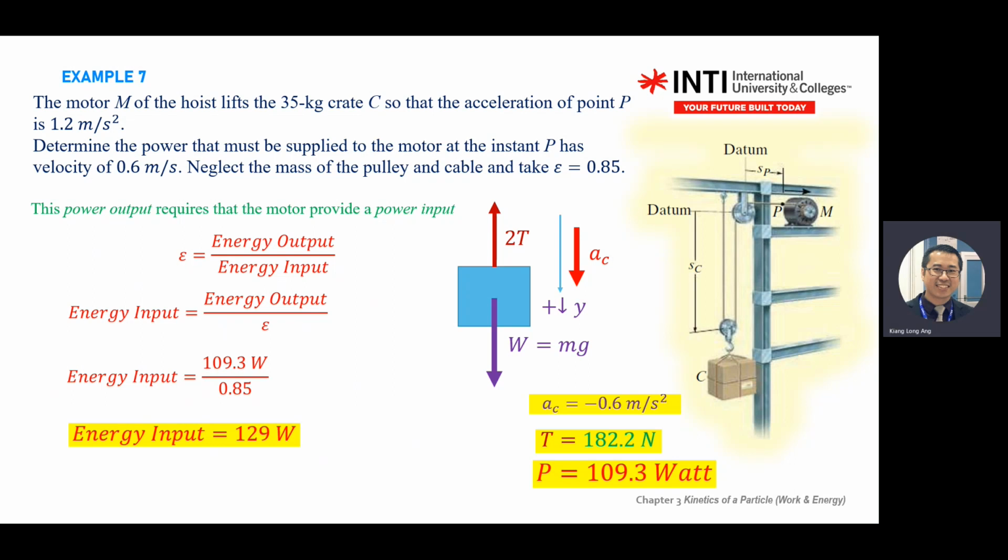Example 6 and example 7 focus on the direct application of P multiplied by V. Again, don't forget that P actually has another way of defining it. It is the change of work divided by time, right? Work over time. So example 6 and 7 are direct applications.